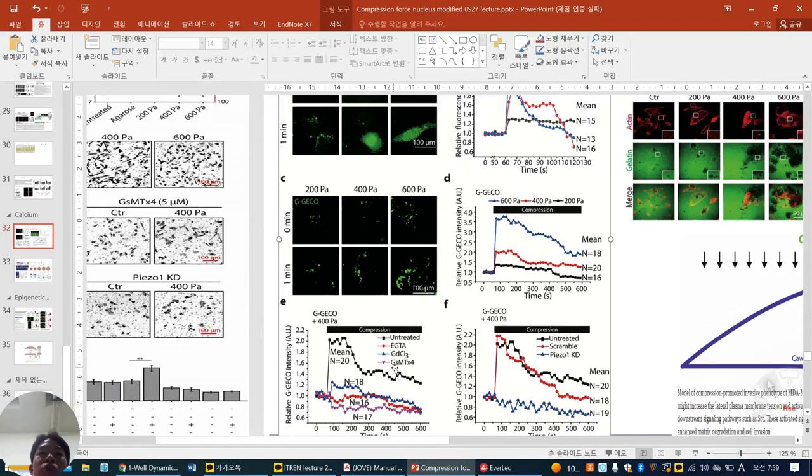And then, as you know, GsMTx4 is a Piezo inhibitor, right? And gadolinium chloride is also a pan-mechanosensitive ion channel inhibitor. So they prove that a mechanosensitive ion channel is involved in this increase of calcium level, and especially Piezo is involved. This is proved by this system. And then when you knock down Piezo, the increase is gone. So how does the compression increase the intracellular calcium level? From the extracellular calcium, and through Piezo 1 or 2, here Piezo 1. But depending on your cell type, it can be Piezo 1 or 2. Okay? So this is the way you prove where this calcium is coming from.